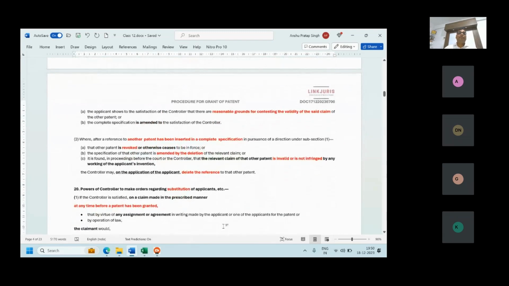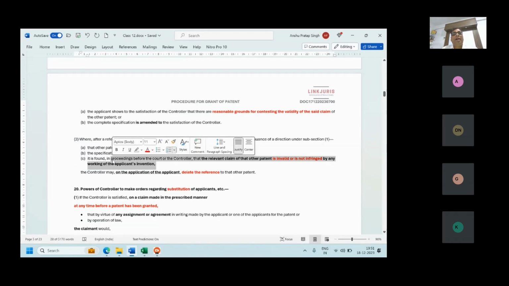Then comes, if after reference to another patent has been inserted in the complete specification, but that other patent is revoked or ceases to be enforced, or that specification is amended by deletion of the relevant claim, or the court or controller has found that the earlier claim which was cited is invalid or not infringed by working of the applicant's application, then if the applicant requests the controller, the reference can be deleted.